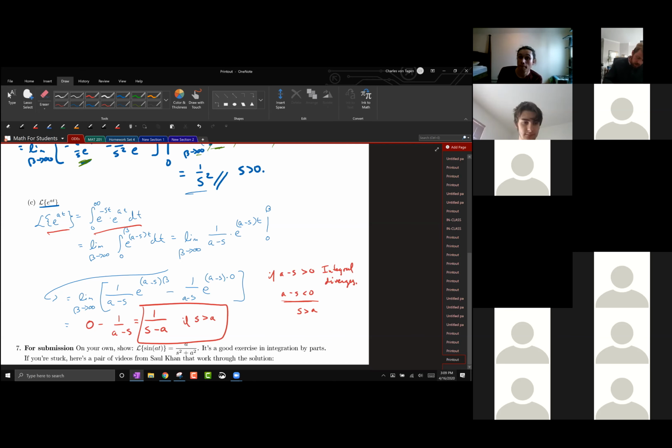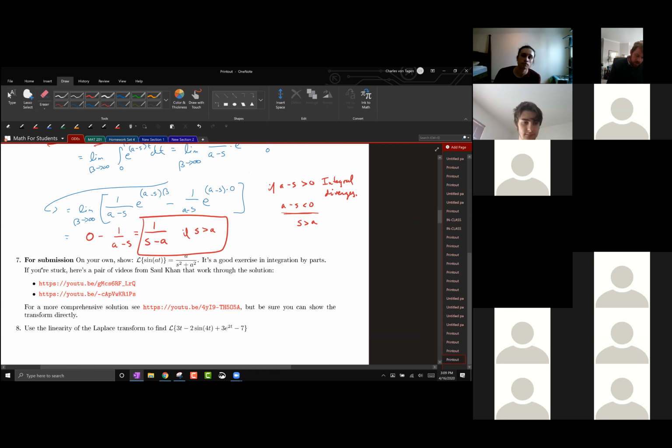Okay. So here's your first submission. I want you to go ahead and do the full steps for the Laplace transform of sine of at. If you get stuck, well, first of all, you should try it on your own. If you get stuck, I don't know if you guys know Khan Academy, there he is. I found a video of him doing the same thing. I didn't want to do it because it takes about 20 minutes. But there's a video of him working through it. And so that's what I want you to submit for next time.